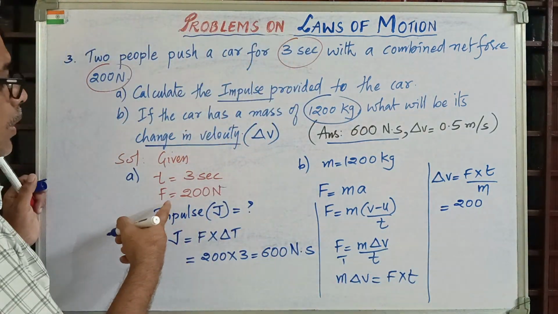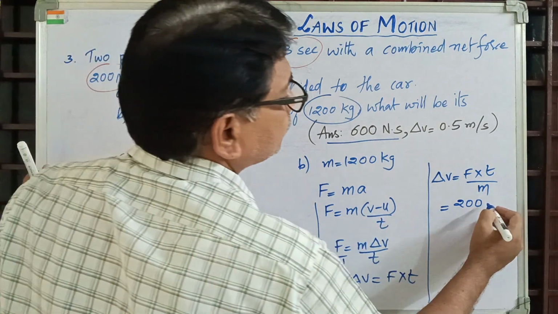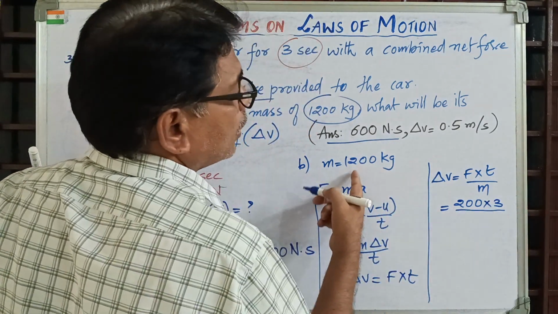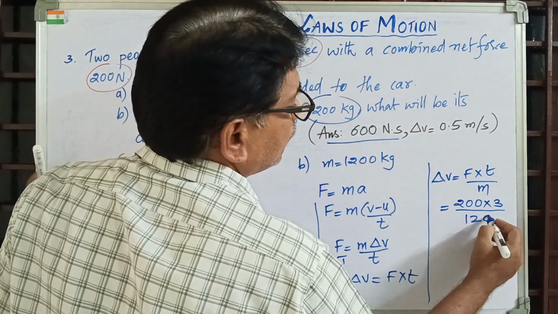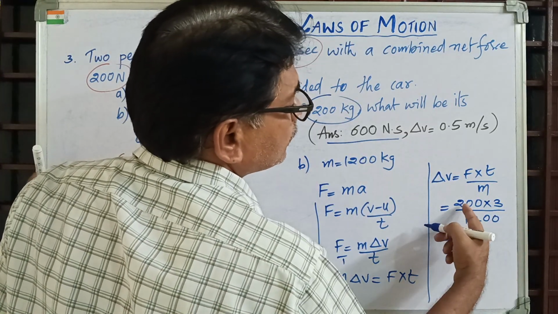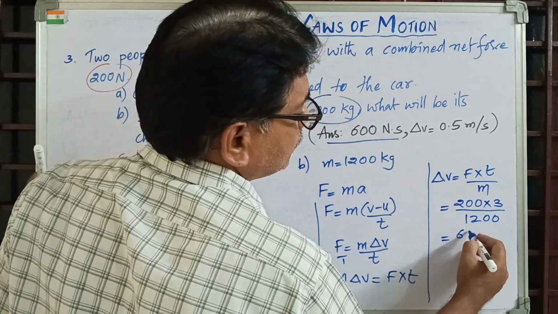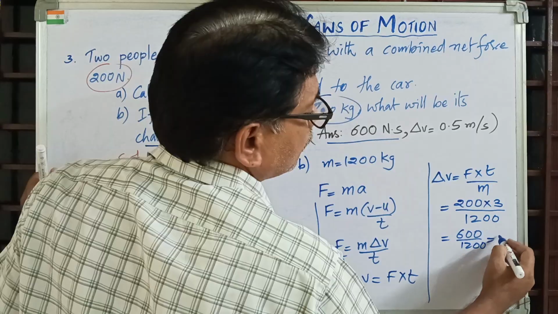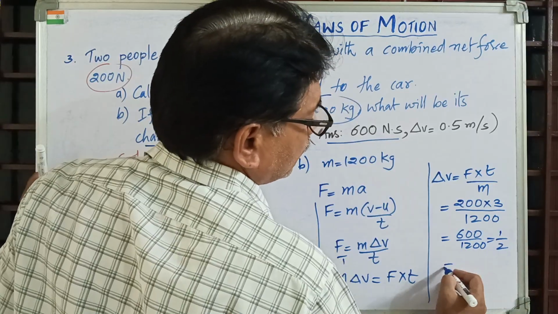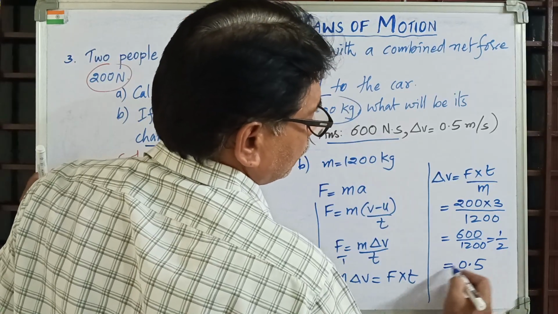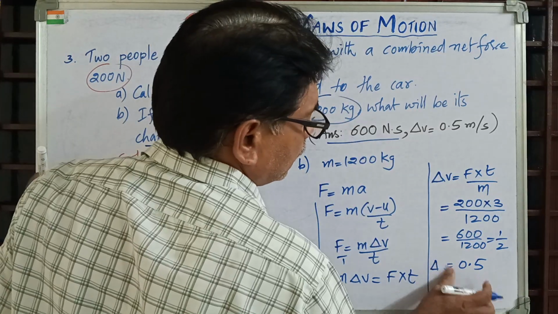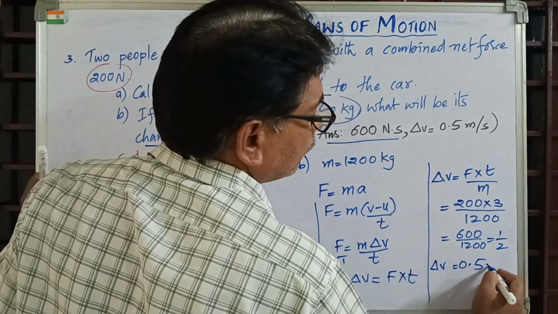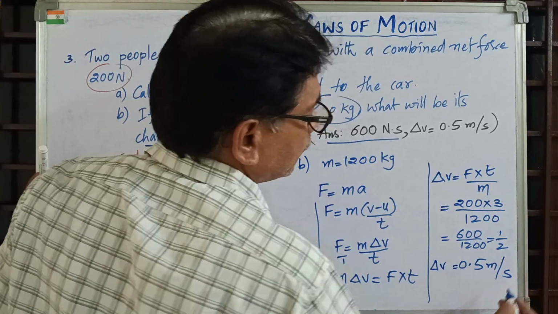What is the time? Time given 3 seconds. By mass is how much? 1200 kg. So the answer is 200 into 3, 600 by 1200. So it's 1 by 2, nothing but 0.5. What is that you are calculating? Delta V, velocity. Therefore it is meter per second.